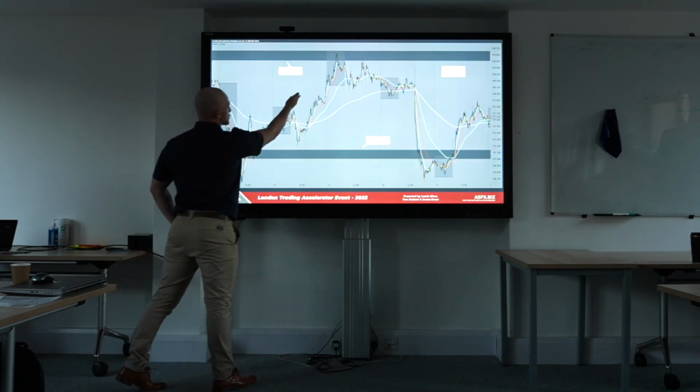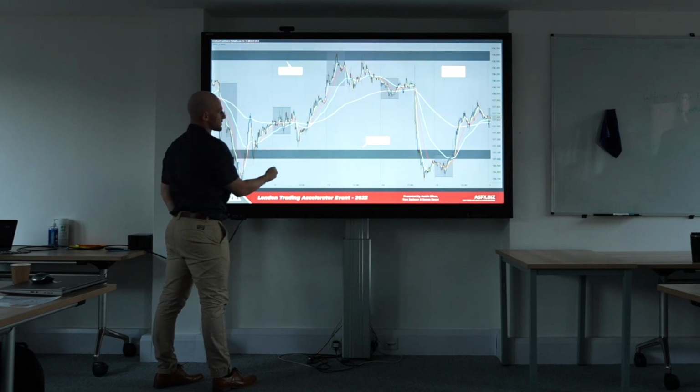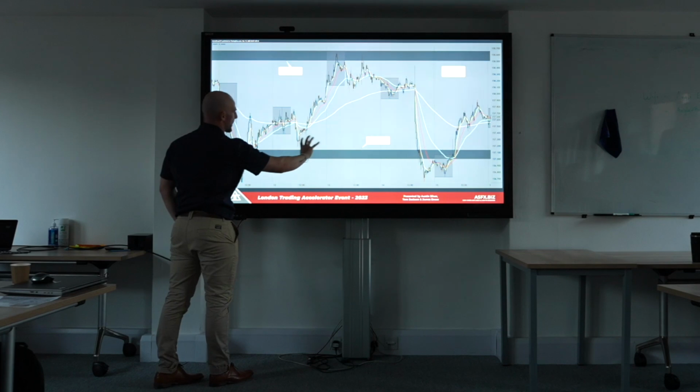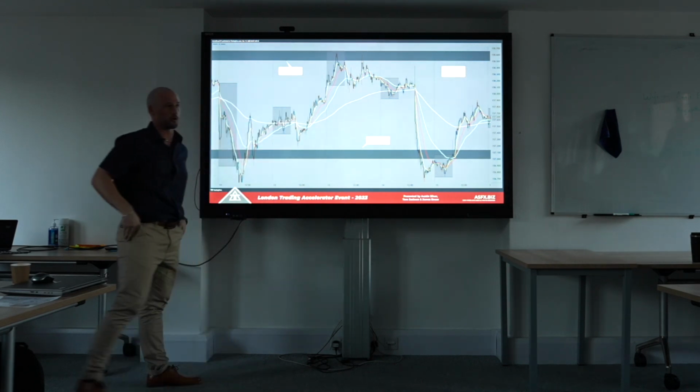I'm looking to trade once we either reject it, bounce off it, or if we reject, fall through it, or move above it. So I'm not looking to trade at those zones. I'm not looking to do anything there.